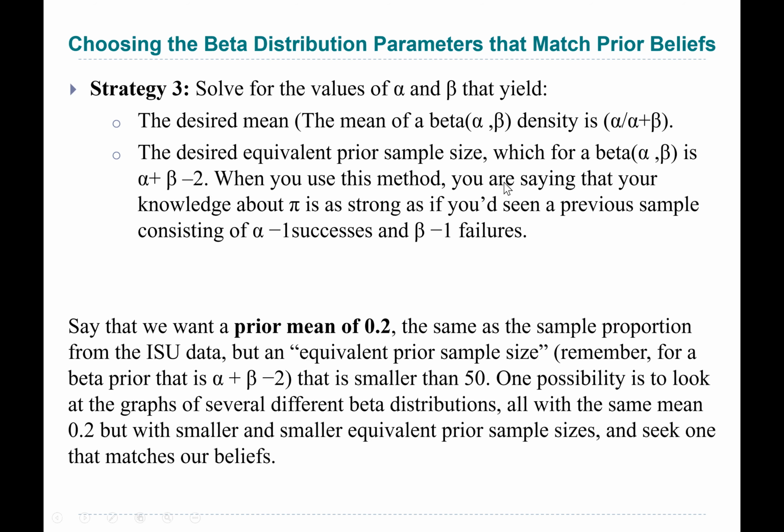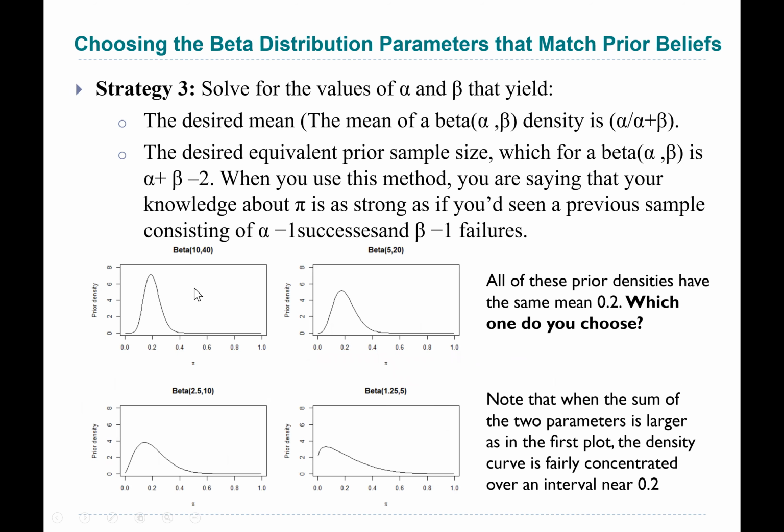Let me show you this idea. All these four have the same mean 0.2. But for this one, the variability is very small. When you use alpha is 10 and beta is 10, the sample size is alpha plus beta minus 2. So the sample size is 48.